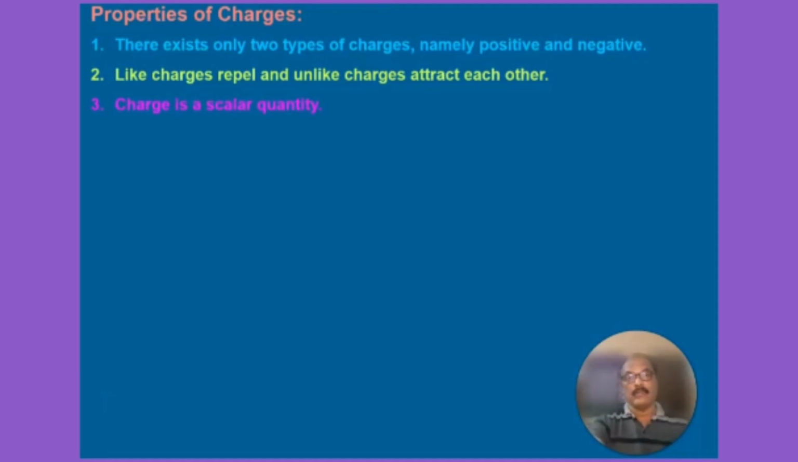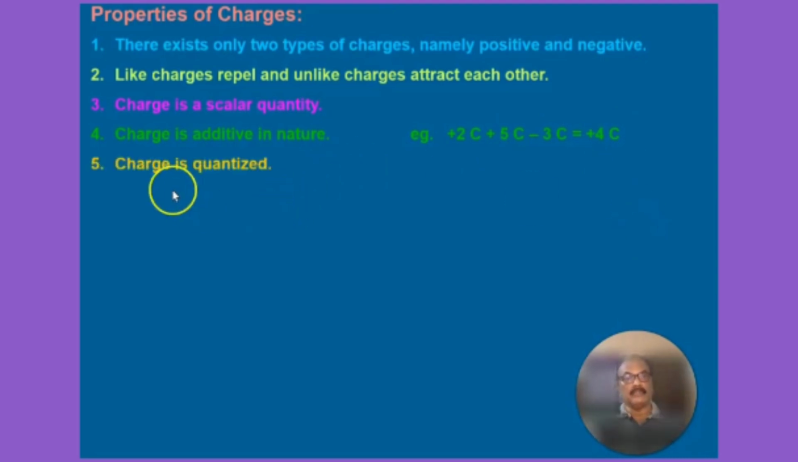Charge is a scalar quantity, it has only magnitude, no direction. This is a general question that is going to be asked. Charge is additive in nature. For example, if 2 coulombs of charge and 5 coulombs of charge are given, and also 3 coulombs of negative charge is given, what will happen? The algebraic sum, 4 coulombs, will come. That is called additive nature. This is one question generally going to come in NEET.